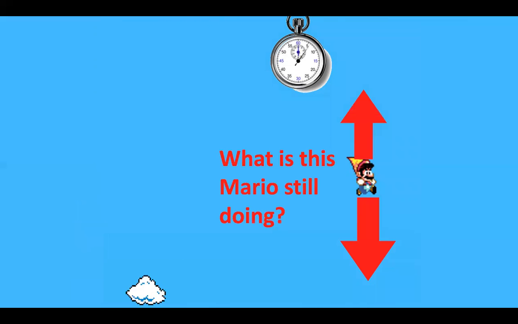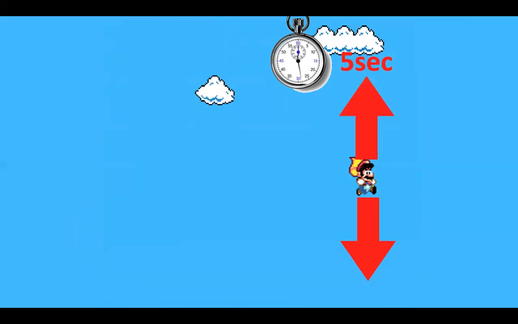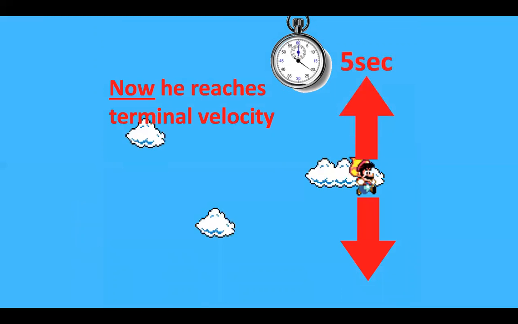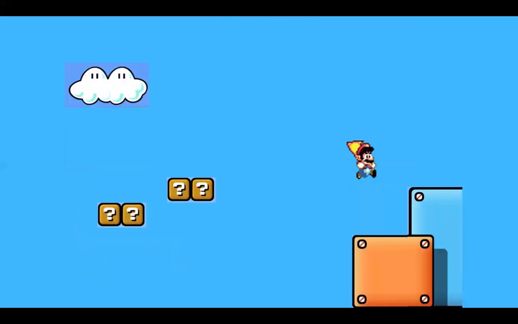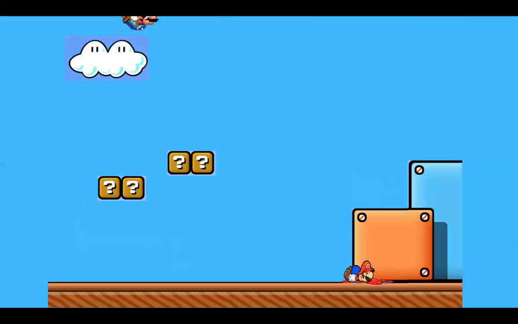After another few seconds, normal Mario is now at his terminal velocity, but he's been accelerating for longer, so he's now travelling faster than Mario with a parachute. So the result of that, same result and slightly different result. So the parachute helps Mario to survive.